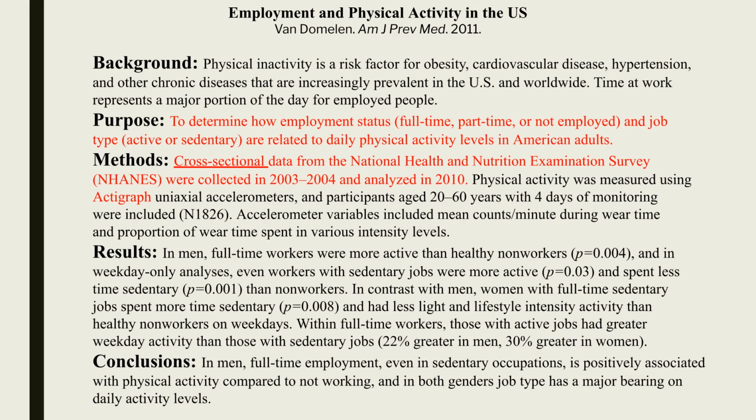The purpose of this study is to examine how employment status, such as full-time, part-time, or not employed, and job type, whether active or sedentary, are associated with daily physical activity levels in U.S. adults. From the methods section, we can identify this as a cross-sectional study. It uses data from one cycle of the National Health and Nutrition Examination Survey. One key difference from earlier examples is the measurement method. This study uses accelerometers to collect objective physical activity data, whereas many other studies rely on self-reported measures.